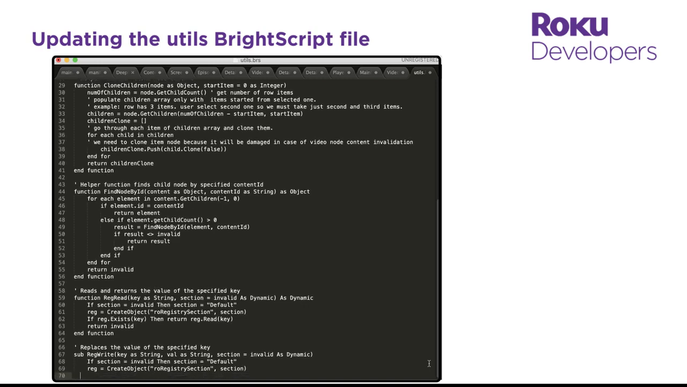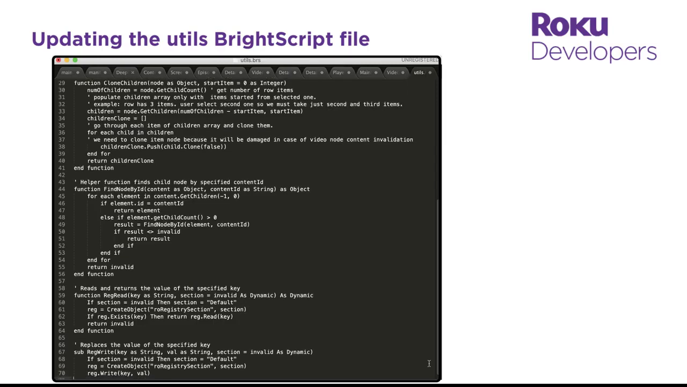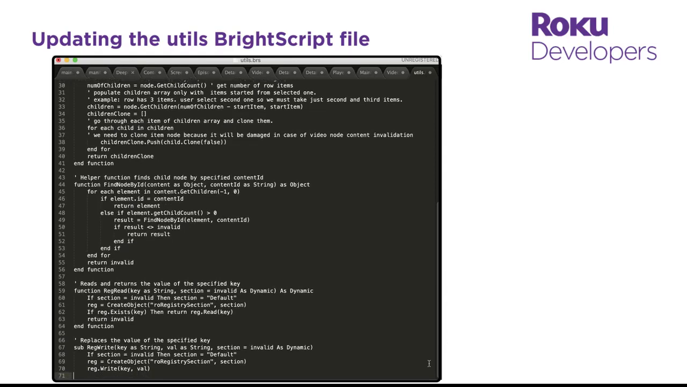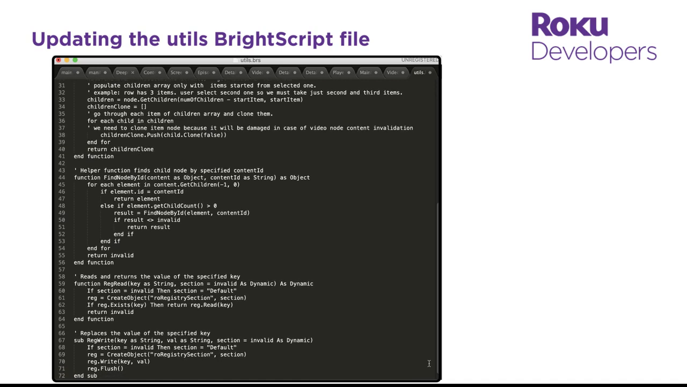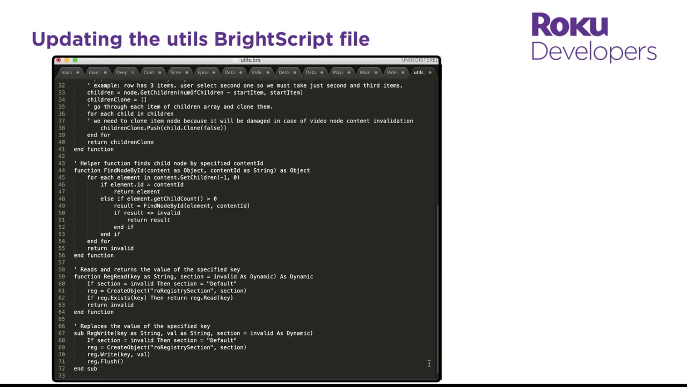Now we'll call the registry section's write method with the key and value that was passed into the regWrite method. This stores the specified key value pair in the specified registry section. And finally, we call the registry section's flush method to save the key value pair to persistent storage. This method should always be called after doing one or more writes to the device registry.